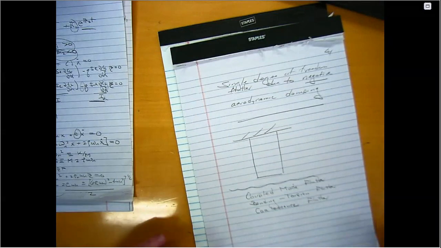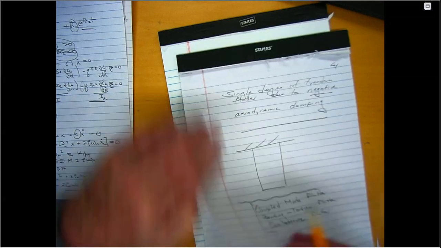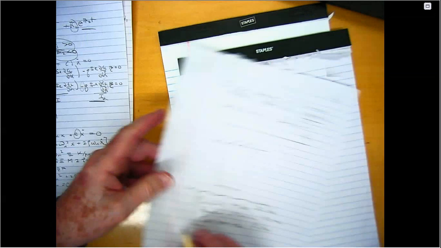Okay, so in order to get this kind of flutter, we need at least two degrees of freedom. Okay? And what two degrees of freedom do we need? Well, we need a bending mode and a torsion mode.